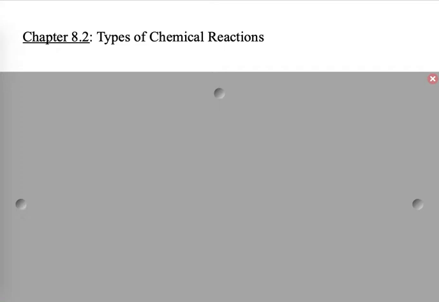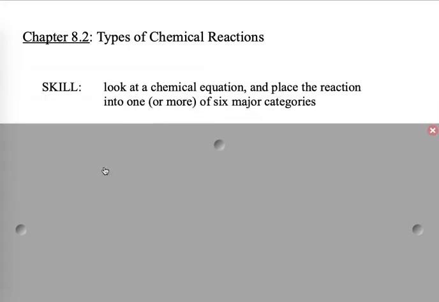Hello, in this video I'd like to talk about types of chemical reactions as described in chapter 8.2 in your textbook. In this section of this unit, you are going to learn a very specific skill, and that skill is as follows. Look at a chemical equation and place the reaction it represents into one or more of 6 major separate categories. In other words, you are going to learn how to classify a chemical reaction. That is, tell me what type of chemical reaction it is.